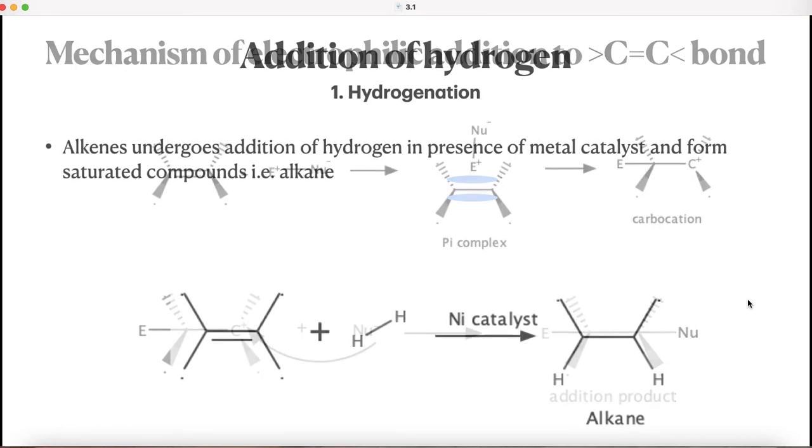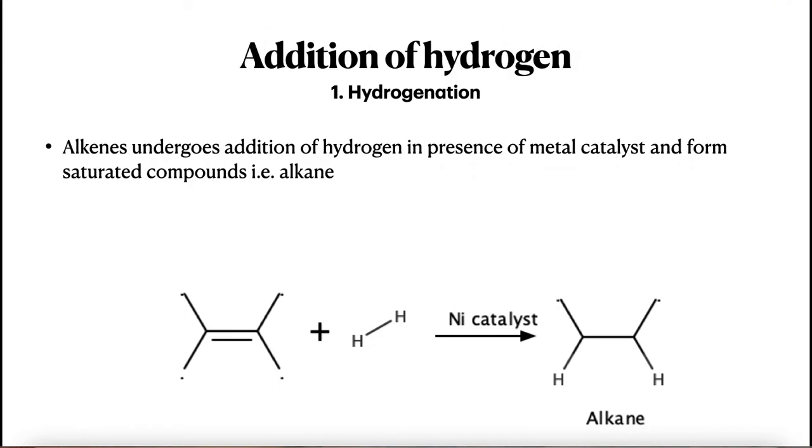Let us see the examples of addition reaction. First reaction is the hydrogenation, meaning there is the addition of hydrogen. Alkene undergoes addition of hydrogen in presence of a metal catalyst. It forms the saturated compound, that is the alkane. There is the breaking of the double bond and the reagent is added across this doubly bonded carbon. It leads to the formation of the alkane.